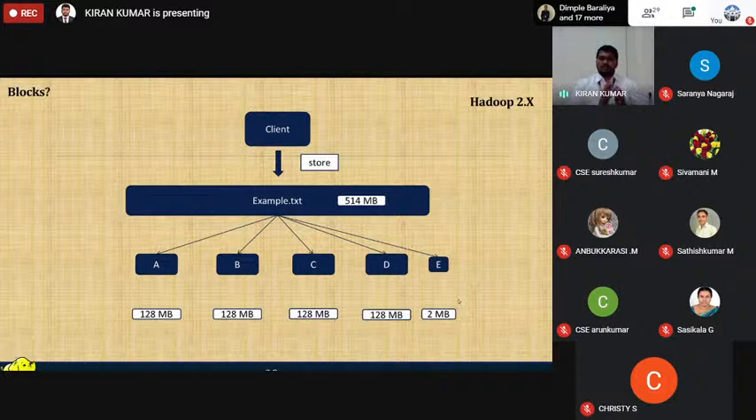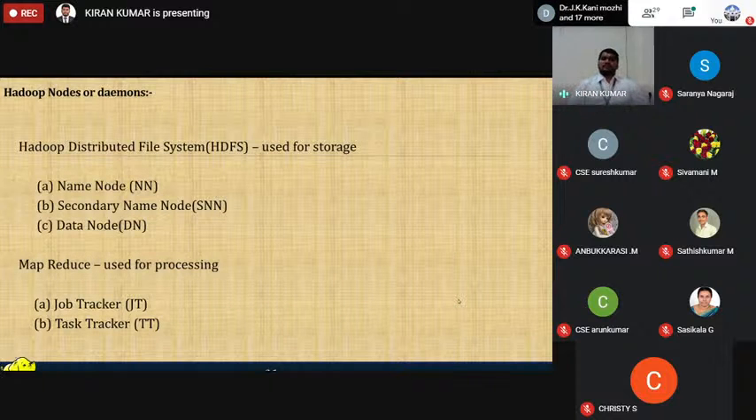So now we understood the input data is broken into chunks. So what are the different nodes we have in Hadoop, and what are the different daemons? We can call them the daemons or nodes. Here I've listed them in two parts. One is MapReduce, which I'm going to focus on in the afternoon session.